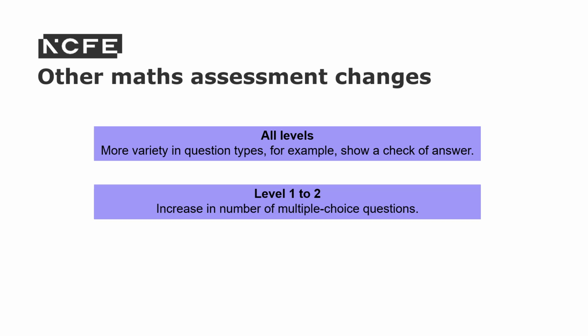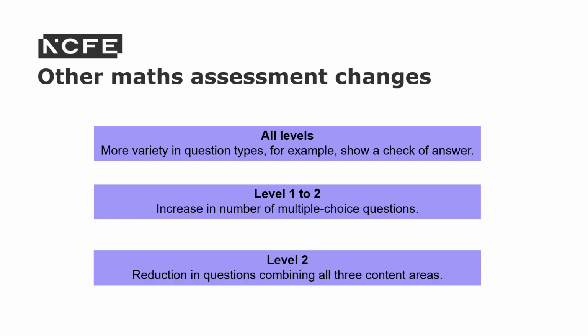At level 1 and level 2, there's an increase in the number of multiple choice questions. And at level 2, there's a reduction in questions combining all 3 content areas. The 3 content areas we mean are number, shape, space and measure, and handling data. In the previous strategy, you may have had between 2 and 4 questions in a paper that combined all 3 subject content areas, but in the new strategy, there will only be 1 or 2 questions that combine all 3 subject content areas across a paper.